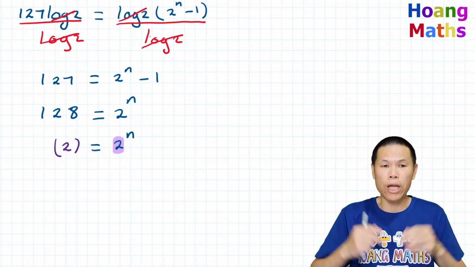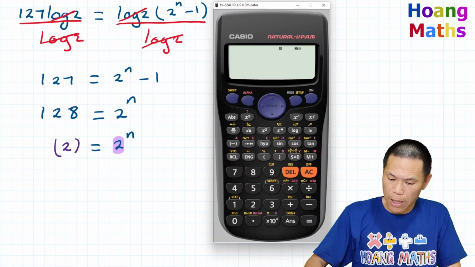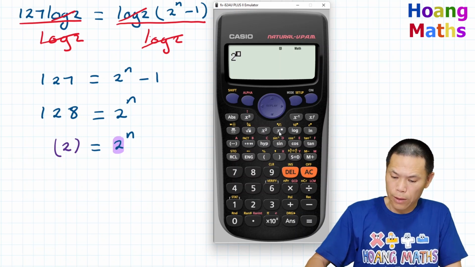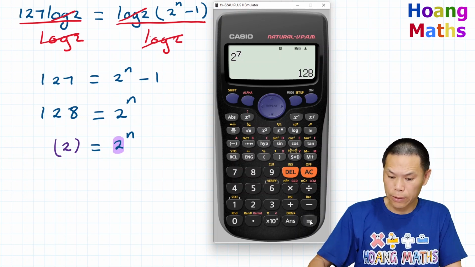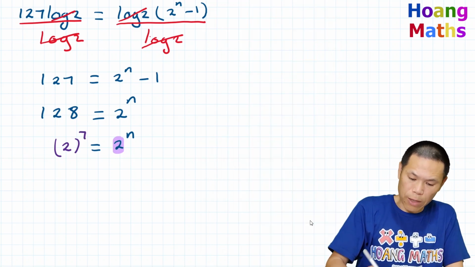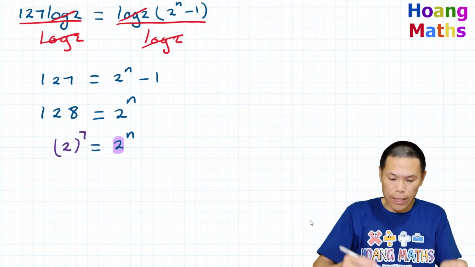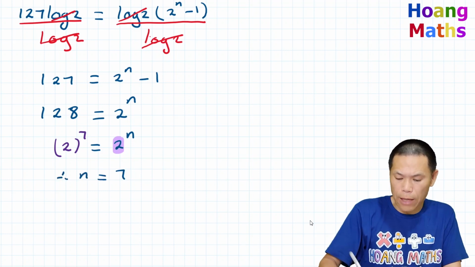So we can just use guess and check by using the calculator. I go 2 power of 6, and we need a little bit more, 7. There you go, 2 power of 7. So this means that because the base is the same, n is equal to 7.